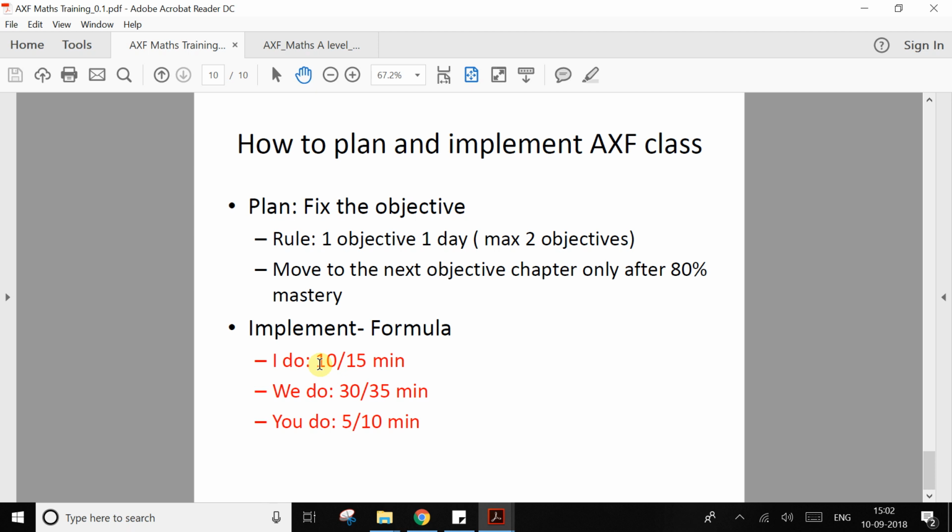But you will decide your objective based on the majority of your class. So do not do fewer objectives because 1 or 2 children are struggling. Do not rush through your objectives because 1 or 2 children are able to do it very fast. You should always go with the majority of your class.